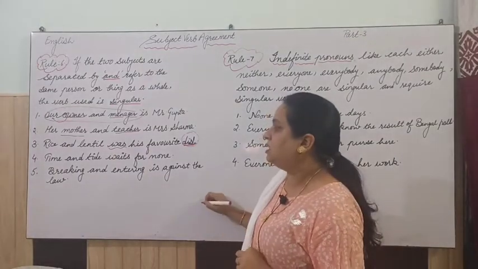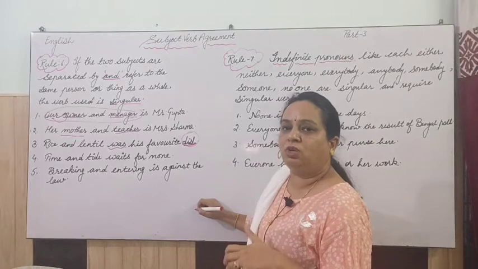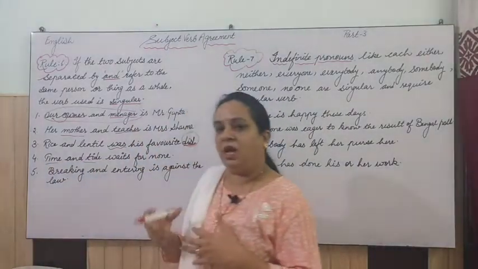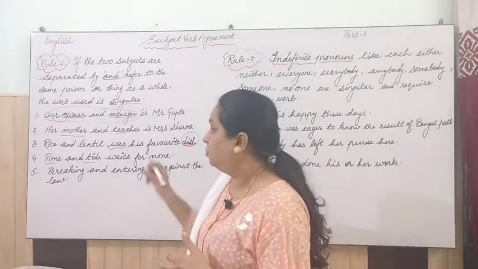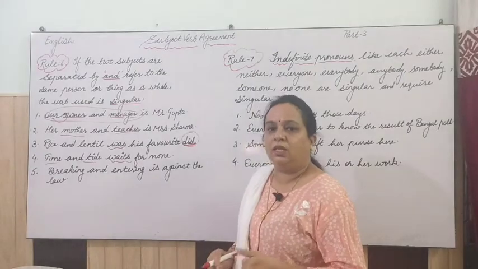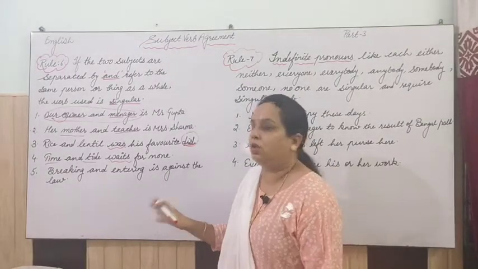Next one is "Time and tide waits for none." So here too, time and tide is given, but they are the same kind of things, both of them. So that's why we are using "waits", right? That is simple present tense, and here we have to use the singular verb.